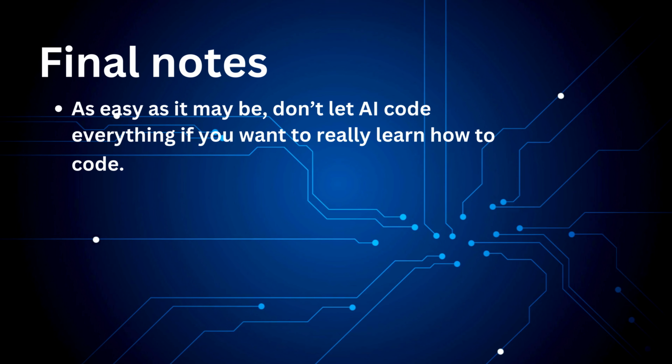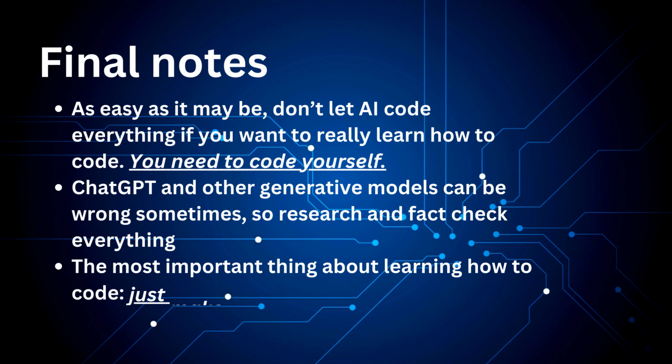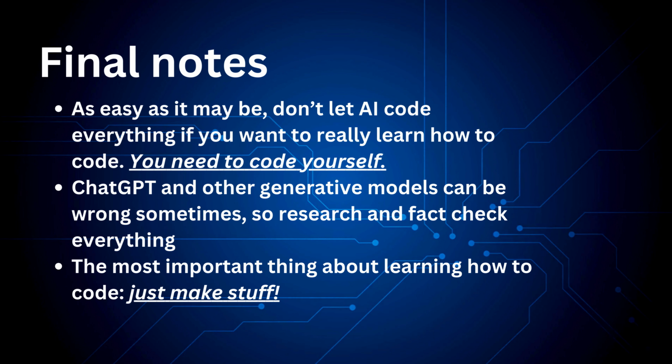So final notes: as easy as it may be, please don't let AI code everything if you really want to learn how to code from scratch. You need to code things yourself and use ChatGPT as just a tool, or kind of like a tutor. ChatGPT and other generative models can be wrong sometimes, so research and fact check everything that you get. And the most important thing about learning how to code is you just got to make stuff.